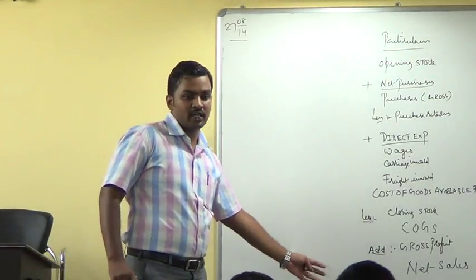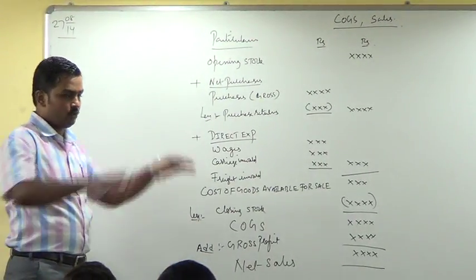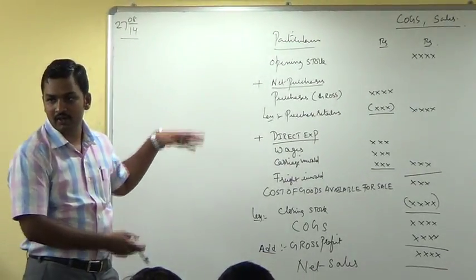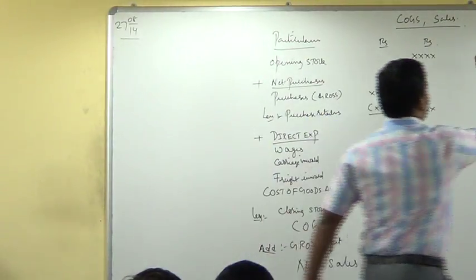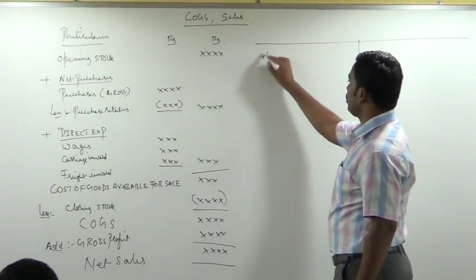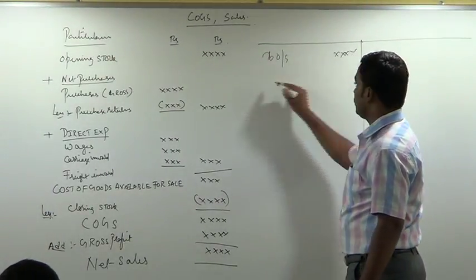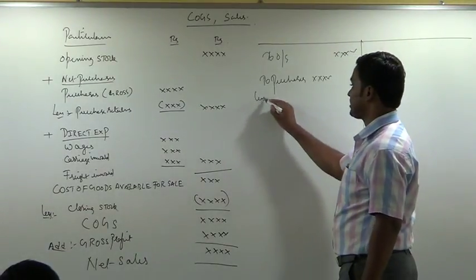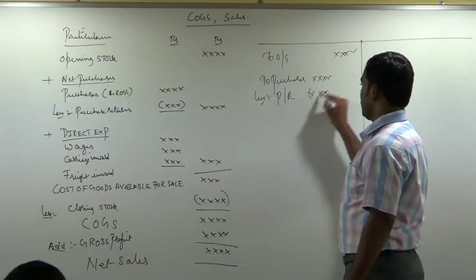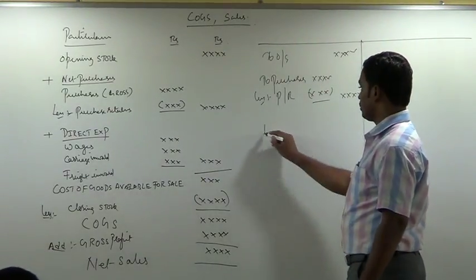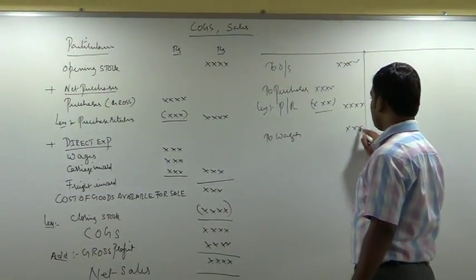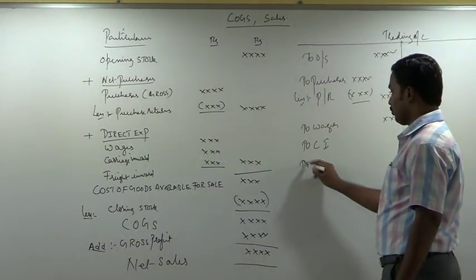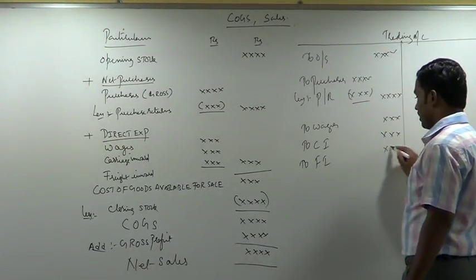This is nothing but your vertical trading account. You prepare trading account in the horizontal format. Instead of preparing it in the horizontal format, you prepare it in vertical format. If you want, I will prepare the trading account here for your understanding. To opening stock, I write here. To purchases, in the inner column I take gross purchases less purchase returns. I show net purchase in the outer column. To wages debited to trading account. To carriage inward. To freight inward. Direct expenses are debited to trading account.